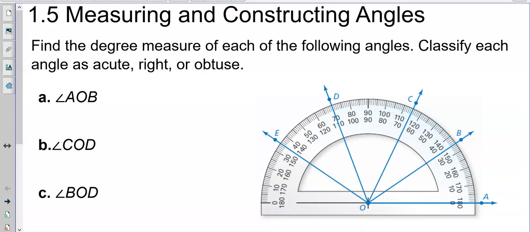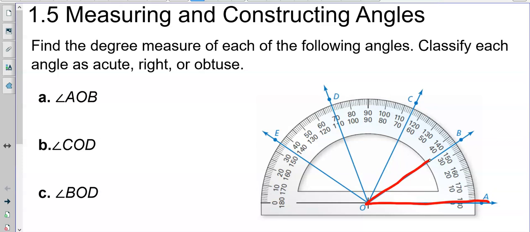All right, 1.5, measuring and constructing angles. It says find the measure of the following angles. Classify each angle as acute, obtuse, or right. So AOB. For AOB, we're going A to O to B.